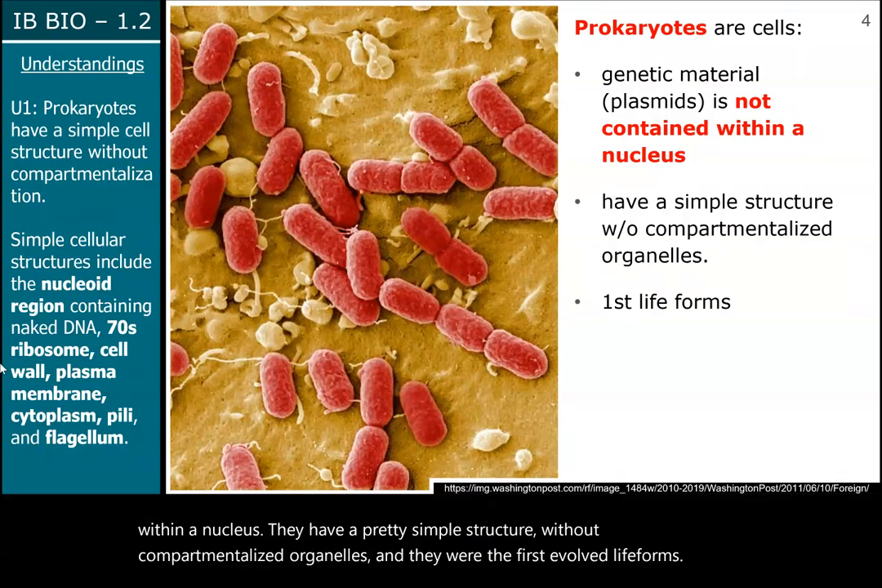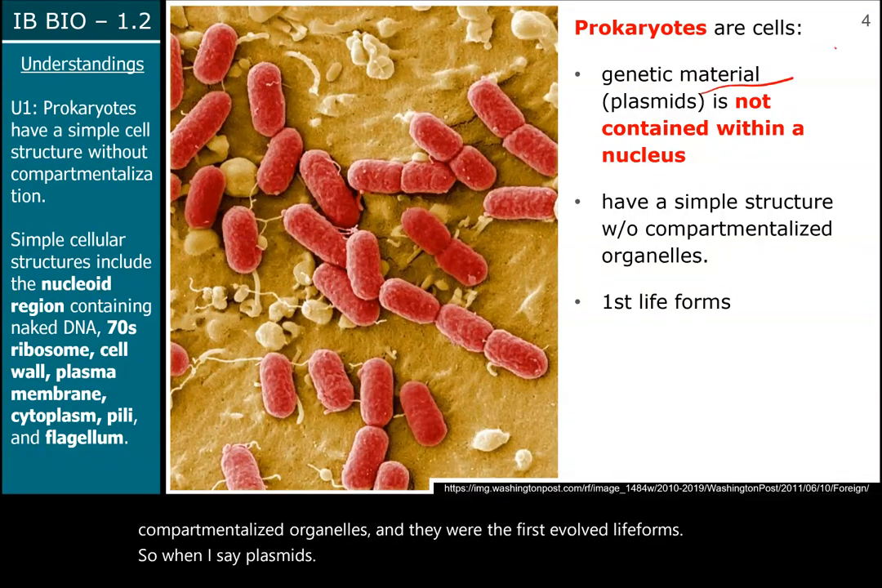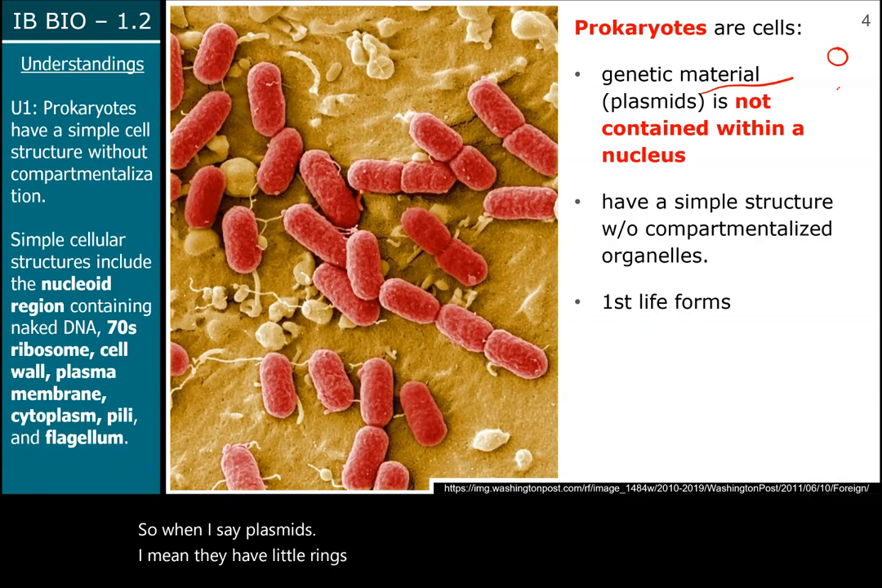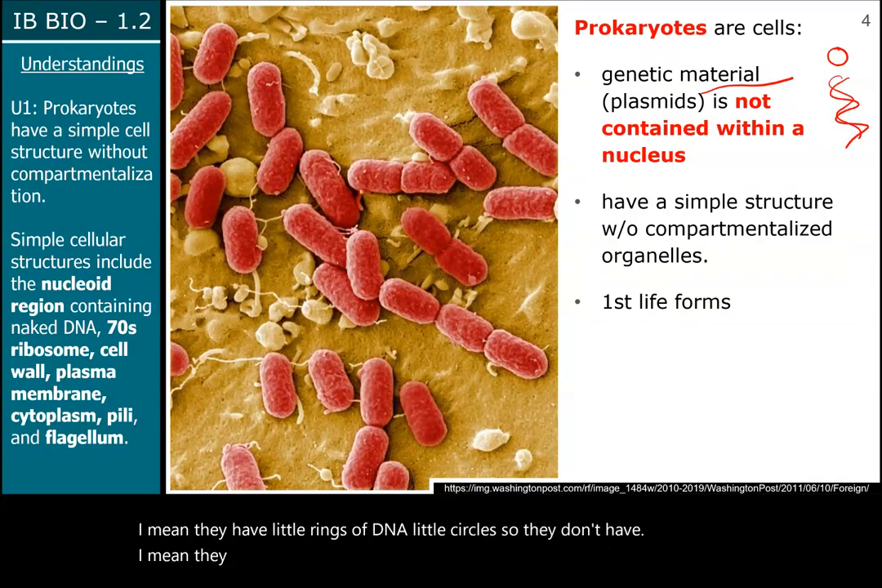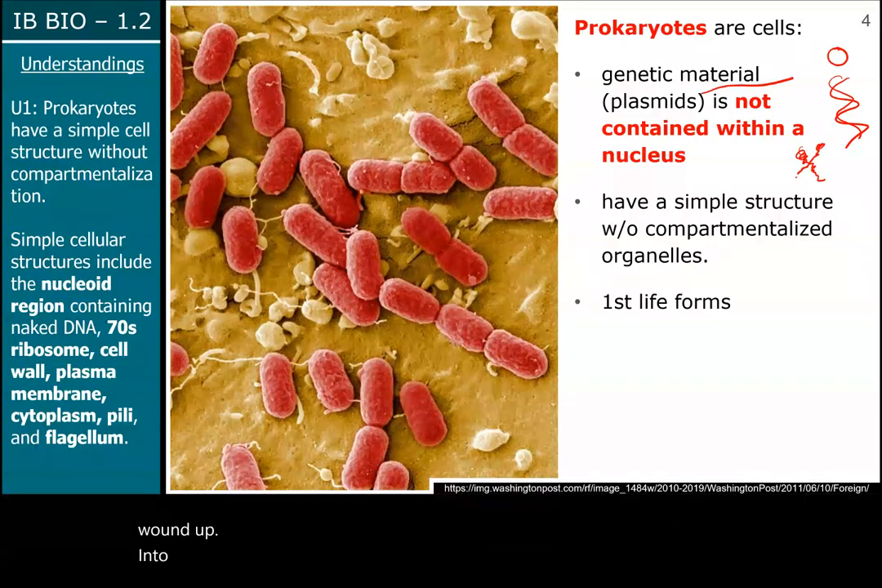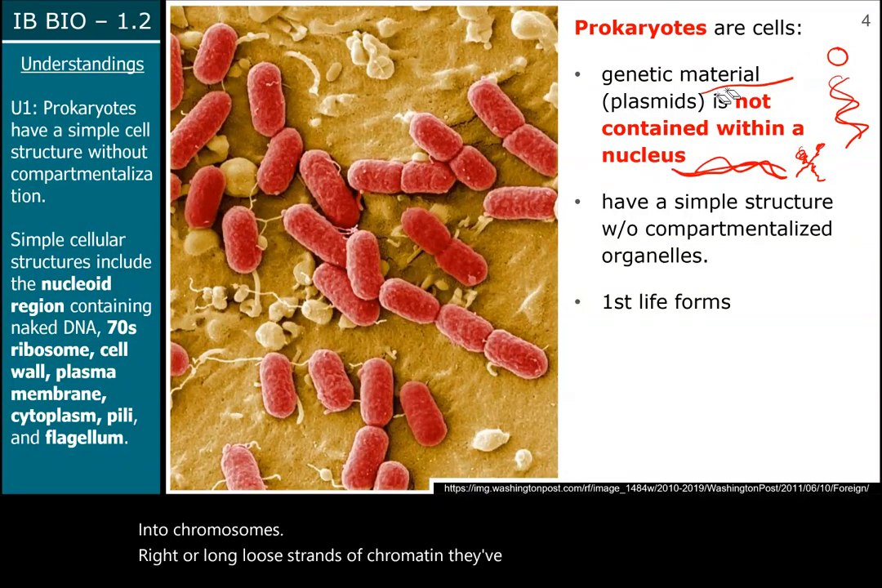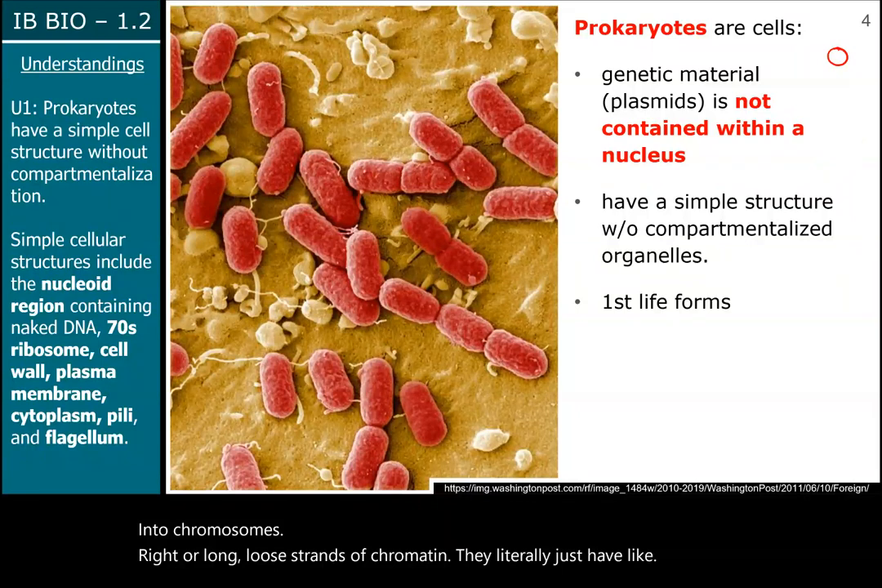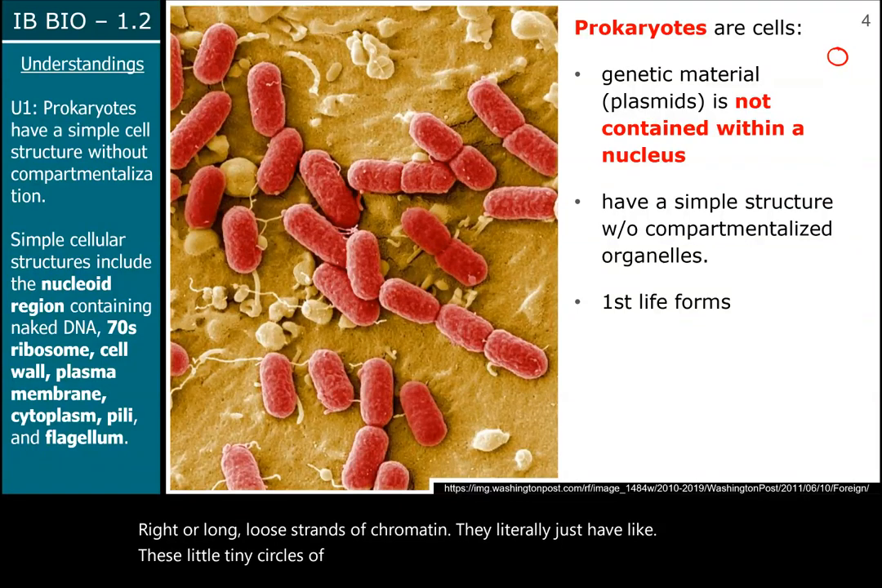So when I say plasmids, I mean they have little rings of DNA, little circles. They have dual-stranded DNA, some have RNA, but instead of being wound up into chromosomes, or long loose strands of chromatin, they literally just have these little tiny circles of DNA.